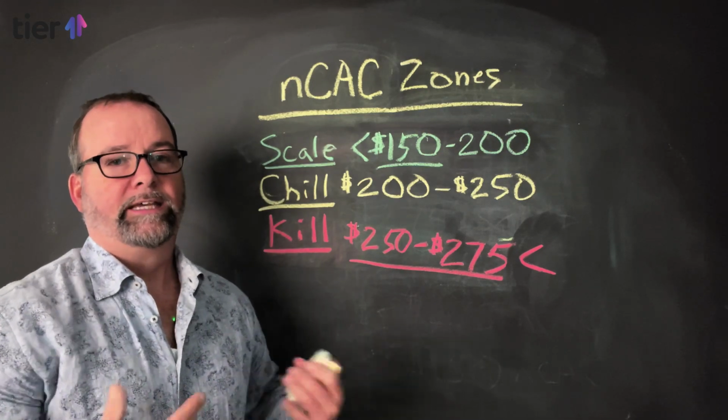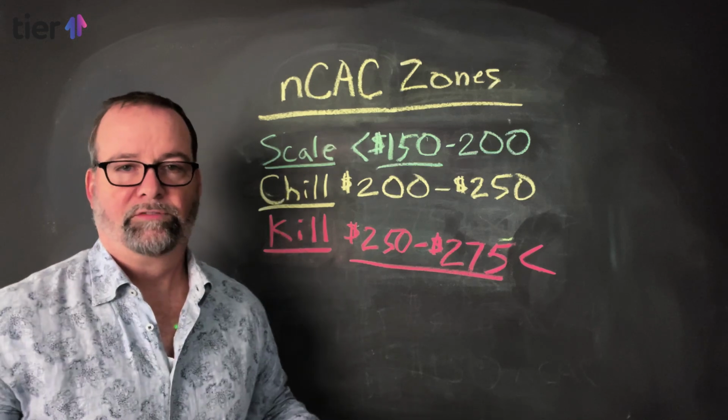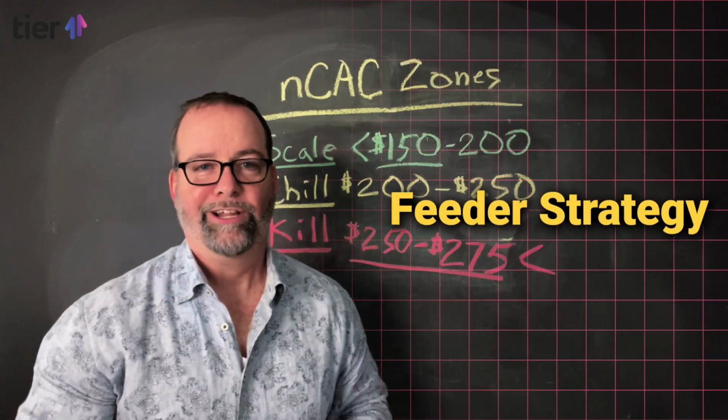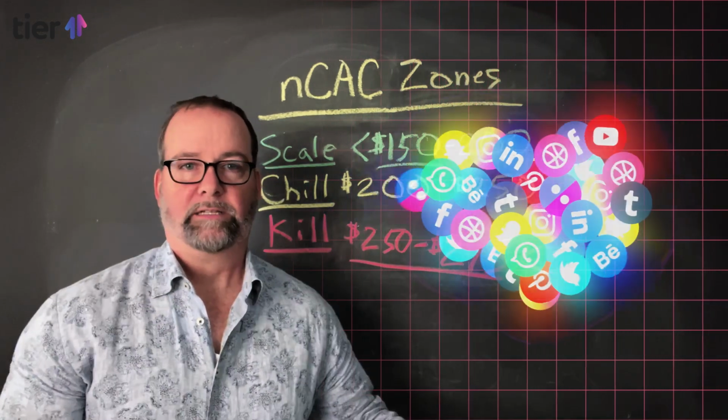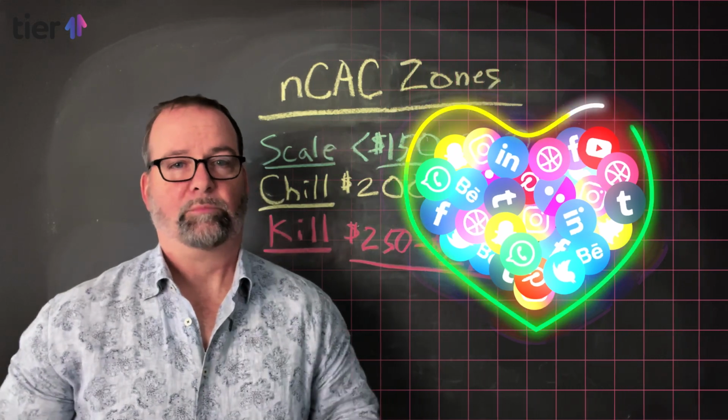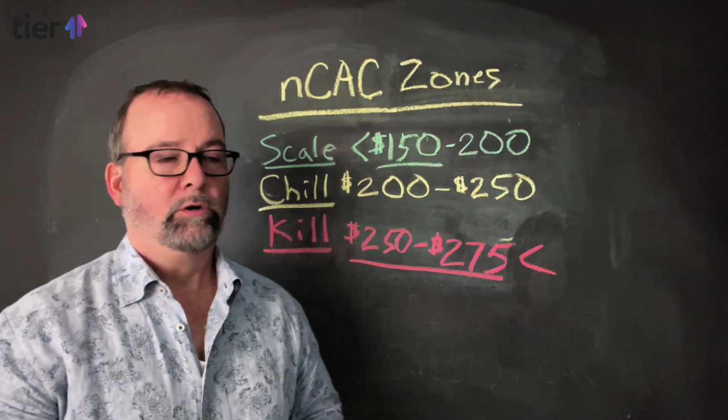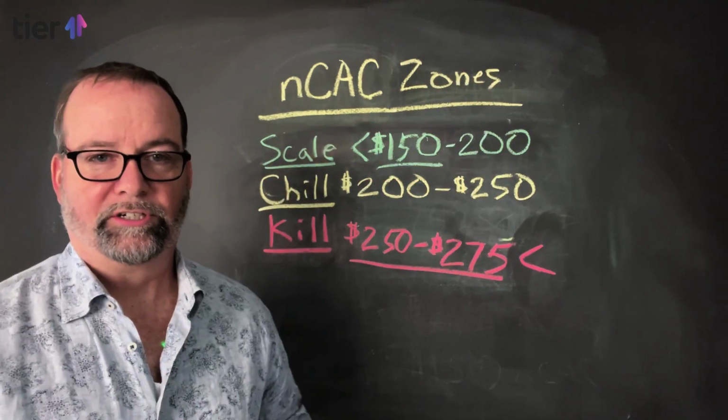You want to start increasing ad spend. You want to start doing different strategies like our feeder strategy, dog pile strategy, audiences. You want to maybe even add additional platforms potentially. So if you're in that range, you're in a good spot.